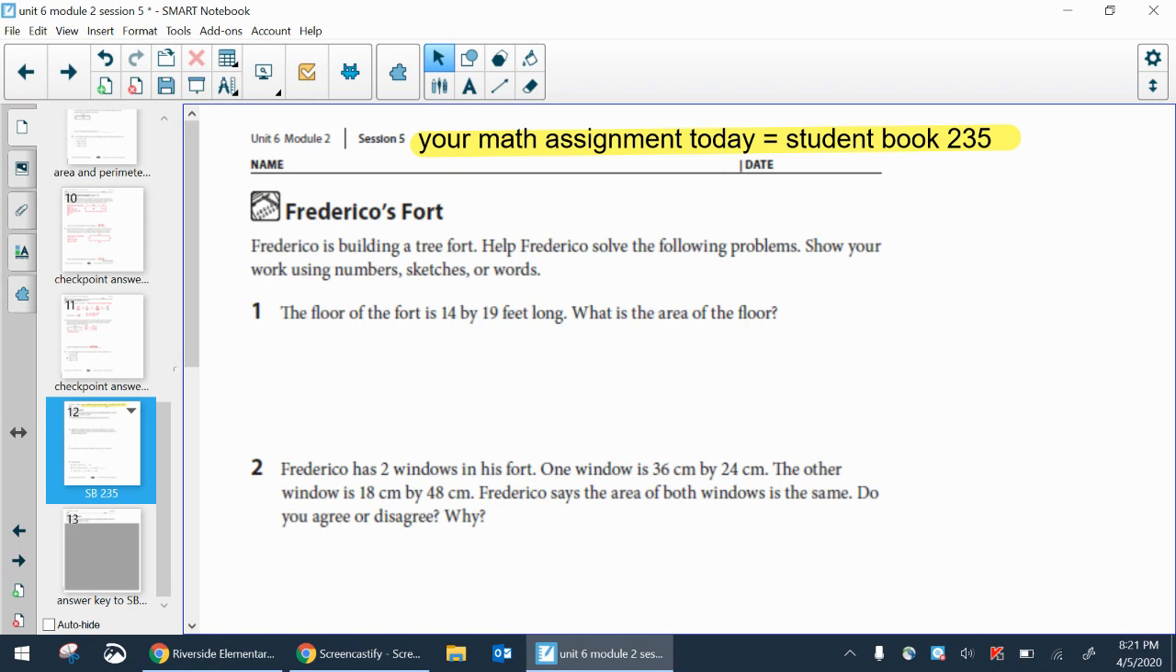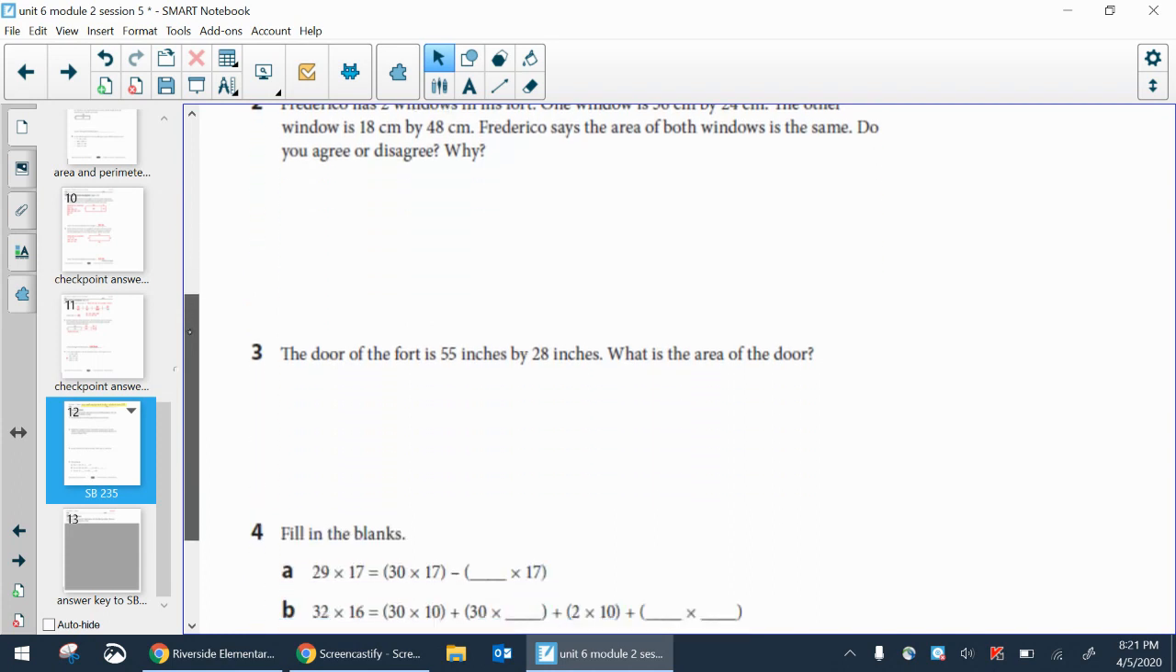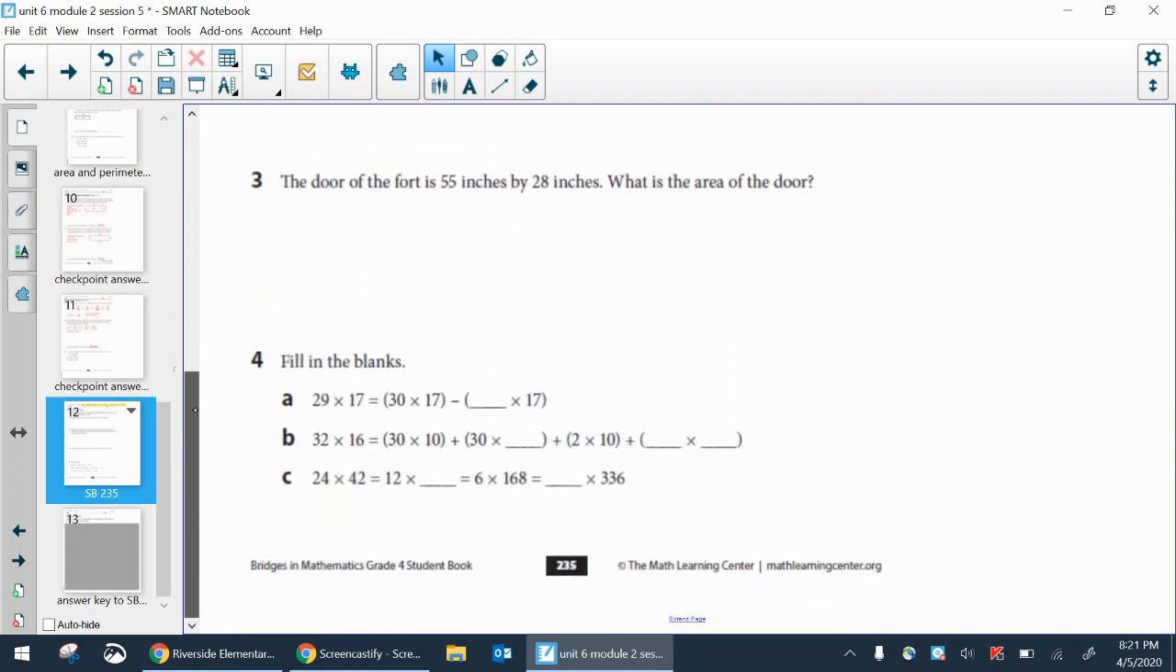Those of you that have been writing the dates on those slides with the unit and the module and the session number, that's been extremely helpful, so please continue to do that as well. And after you finish your student book page 235, here it is, it's just one page today.